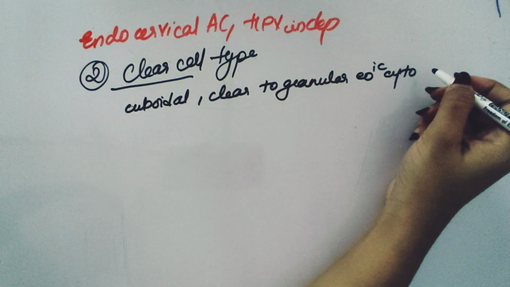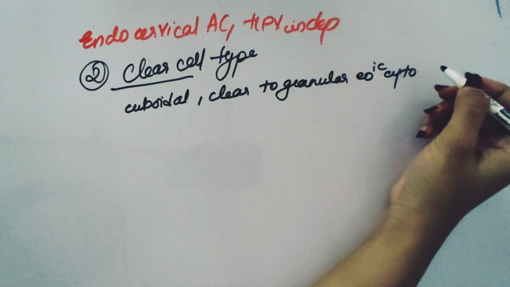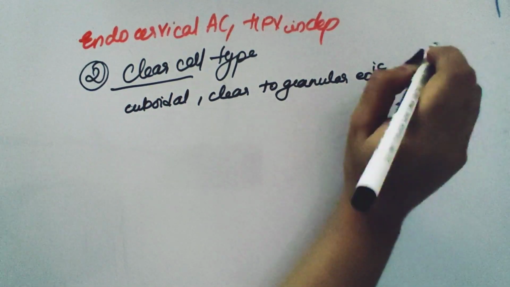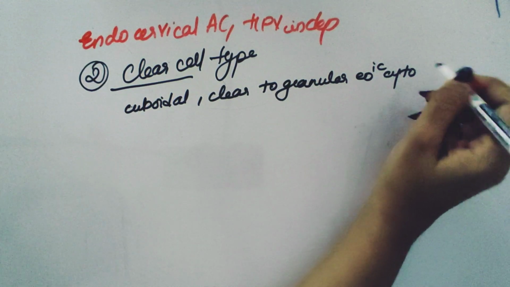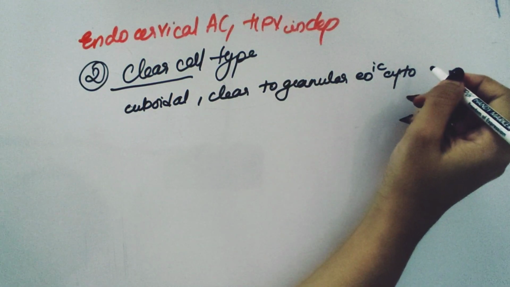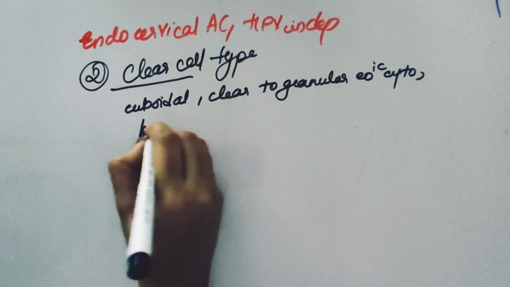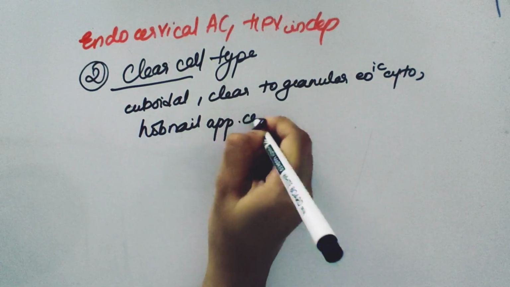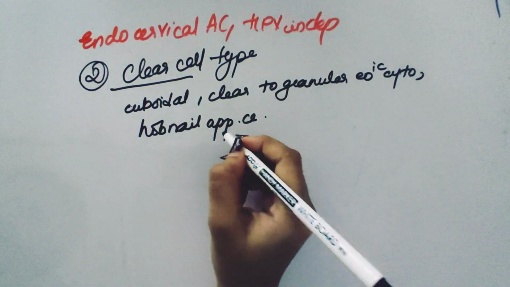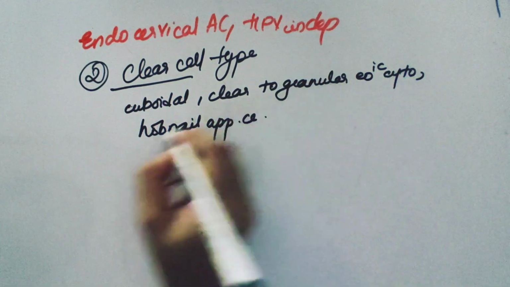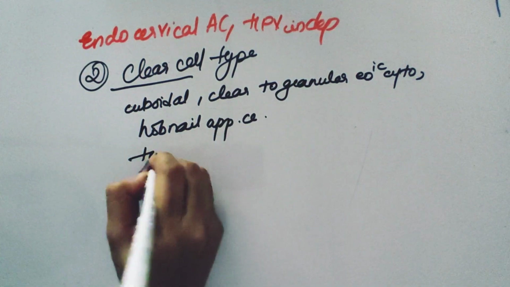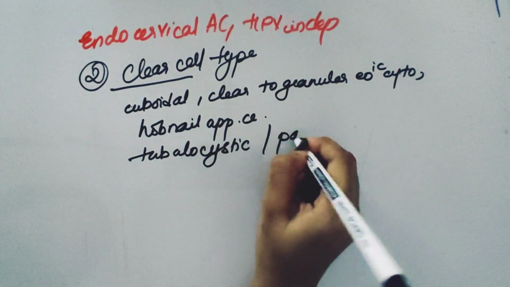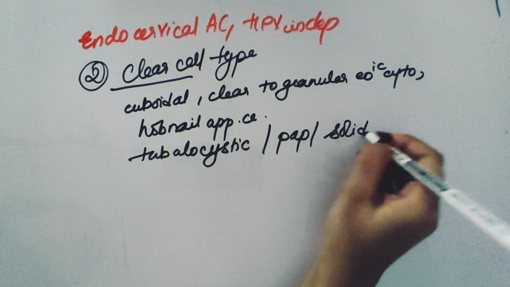Now it is clear cytoplasm, it should be right because it is clear cell type. Now you go and refer to the clear cell carcinomas of the body from head to toe. You will see a clear cell pattern. It is a clear to granular eosinophilic cytoplasm that you see. And then you can have hobnail appearance. And then the pattern is tubulocystic usually, or papillary or solid pattern.